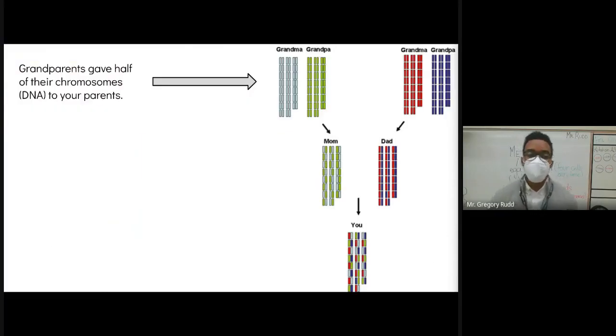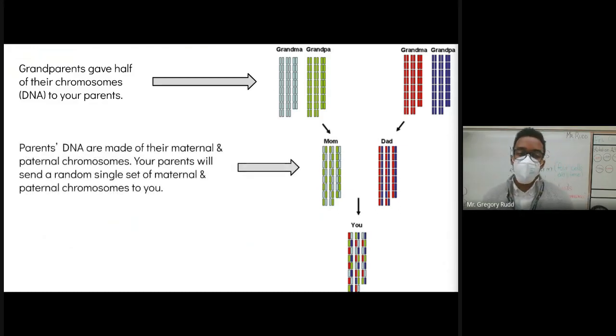Okay, so nothing right down here. I'm just briefly going to talk about some of the DNA that's being exchanged. So of course, each of us has 4 grandparents because we each have 2 parents and each of our parents had 2 parents. So our grandparents gave half of their chromosomes, half of their DNA to our parents. Parents' DNA, therefore, was made up of 1/2 of their mom and 1/2 of their dad. The other parent had 1/2 of their mom and 1/2 of their dad.